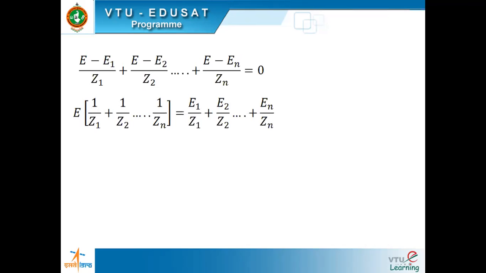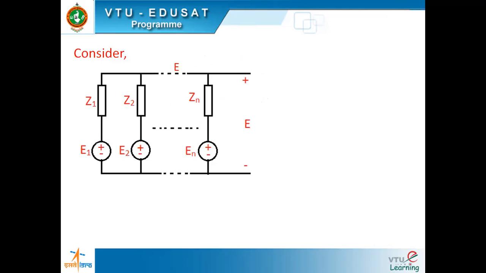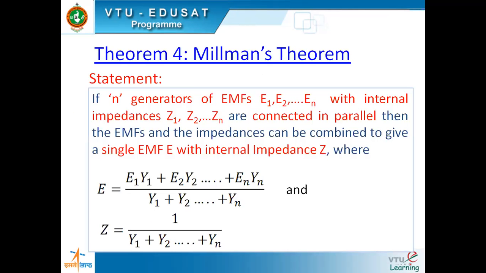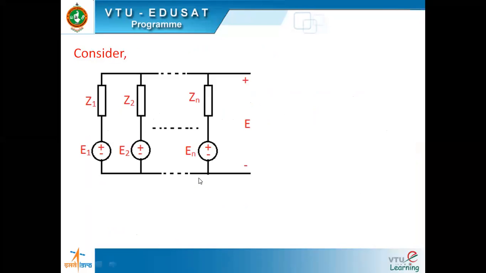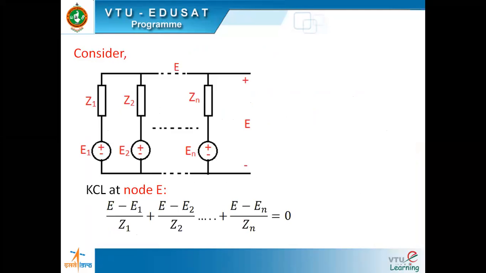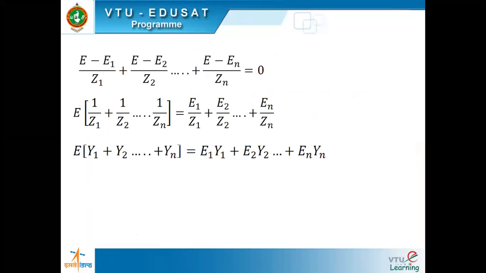We are just proving. What is that we are proving? They told, right? The combined EMF E is going to be this, or the combined impedance Z is going to be this. That we are proving. See, this equation we are trying to prove. Fine. That's why we are doing this exercise. What did we do next?